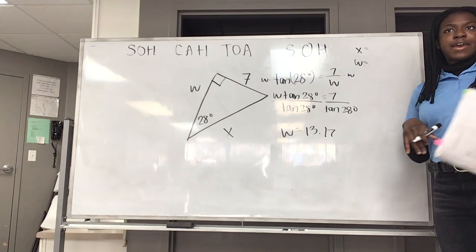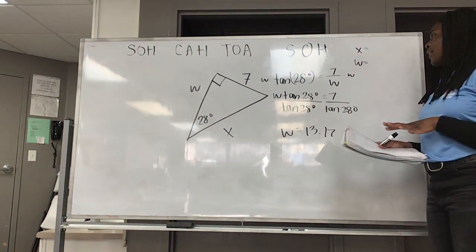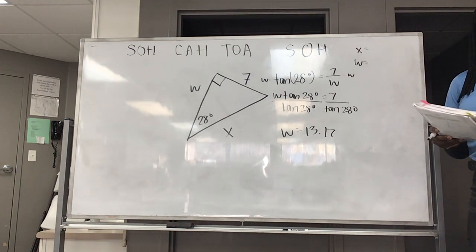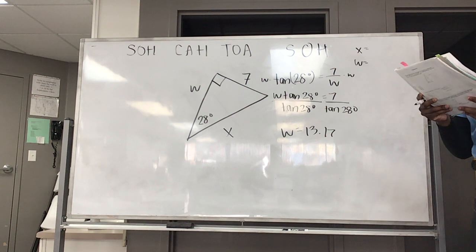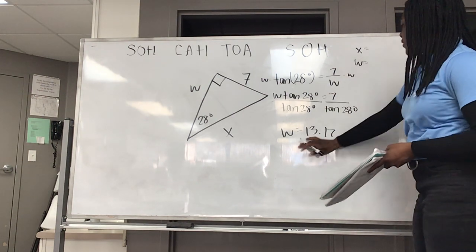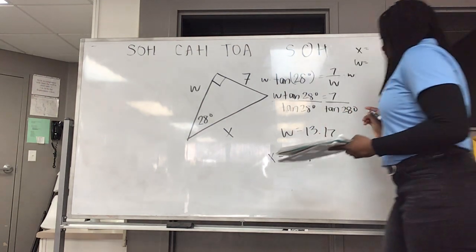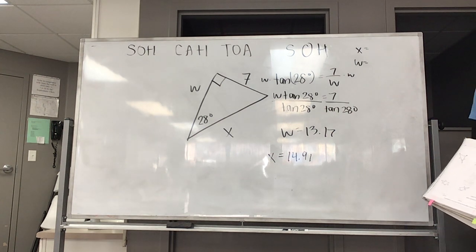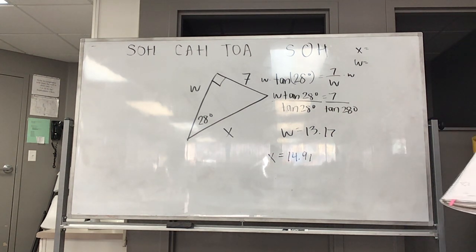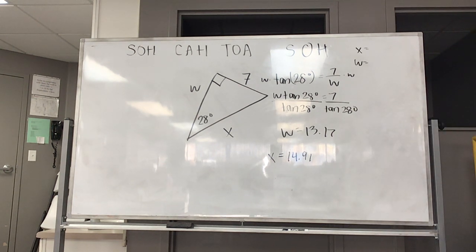Have you guys finished solving for X? Does anyone want to let me know what you got? 14.91. Yeah. So X equals 14.91. Okay, does anyone want me to go over how you would find X? No? Okay. So I'll leave this work up here for a couple seconds.